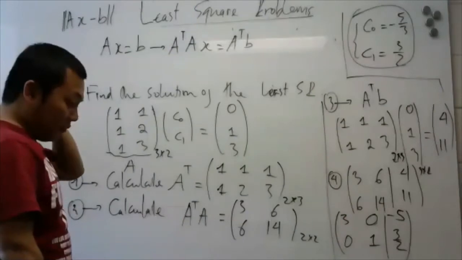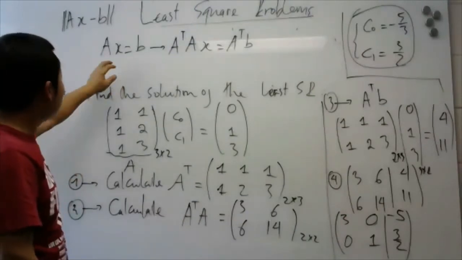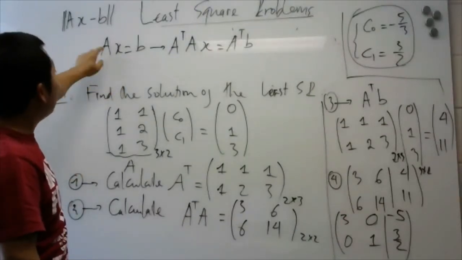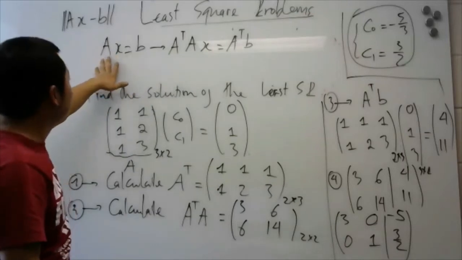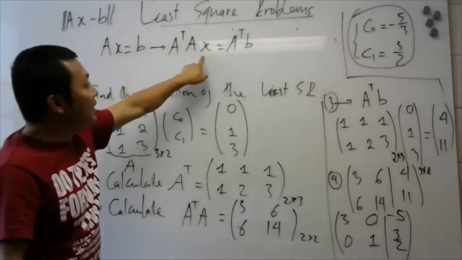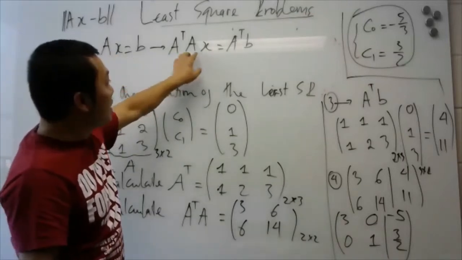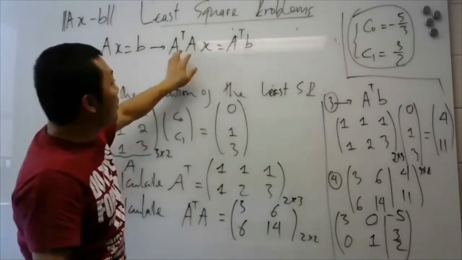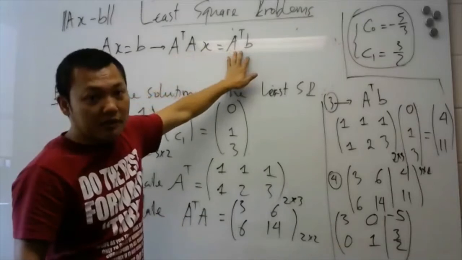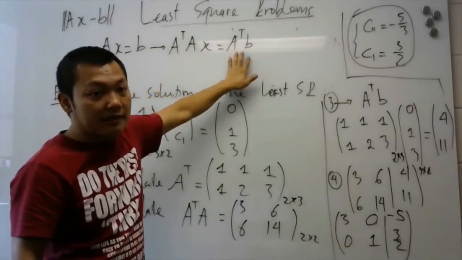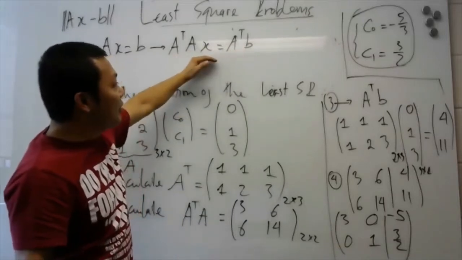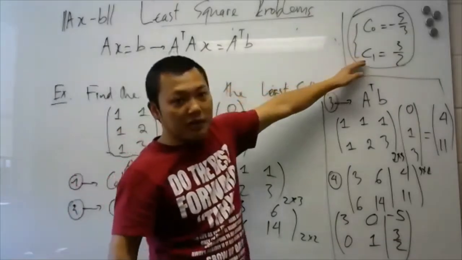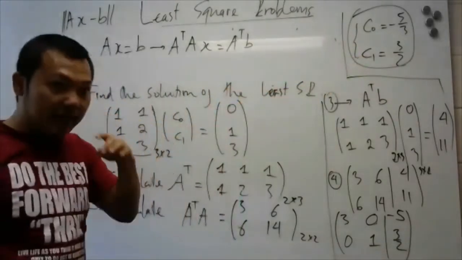We apply AT to both sides. We get ATAX. Okay. So ATAX in here and ATB in here. So you get some system of linear equations. Make sense? And then if you solve this system of linear equations, you get the solution of your least square problem. It looks very simple.